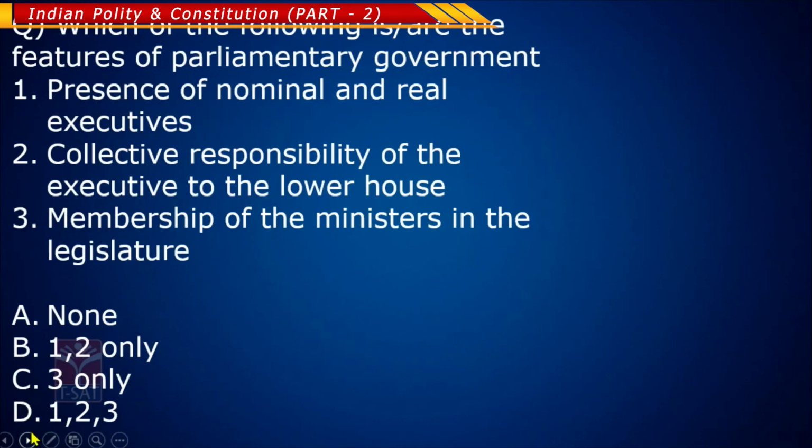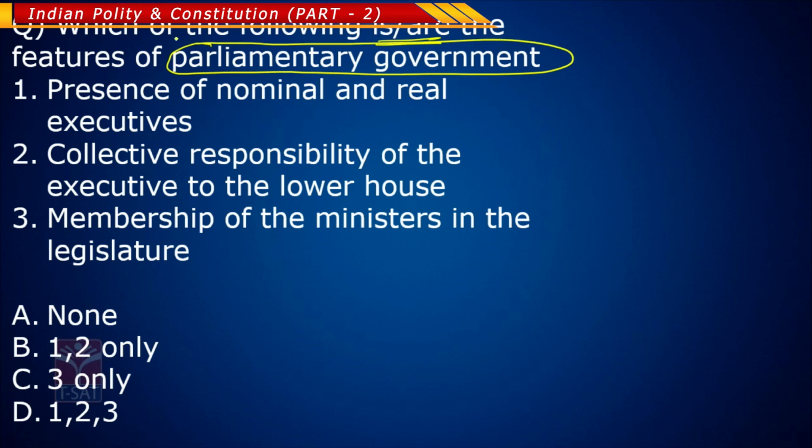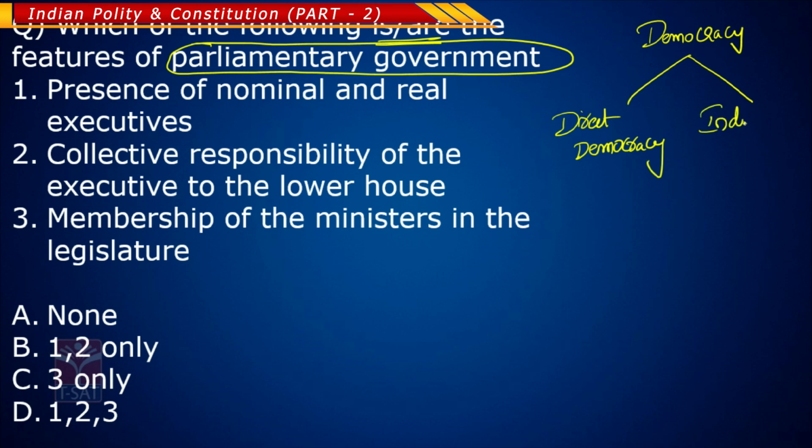Now, next question, friends. Which of the following is or are the features of parliamentary government? See, there are two types of government systems in the world. Democracy is divided into two types: direct democracy and indirect democracy. So indirect democracy is also called representative democracy.